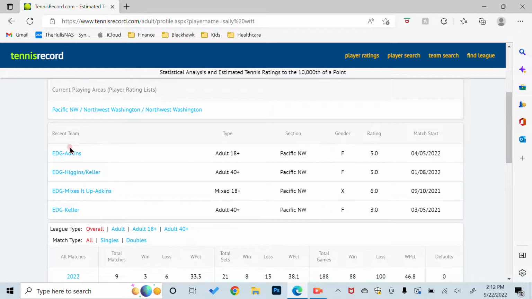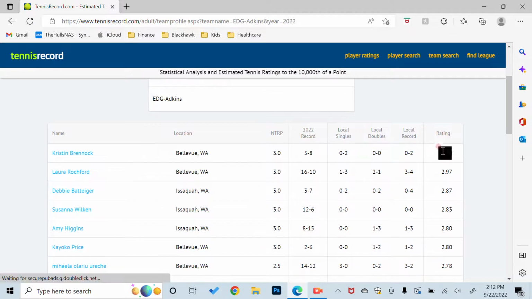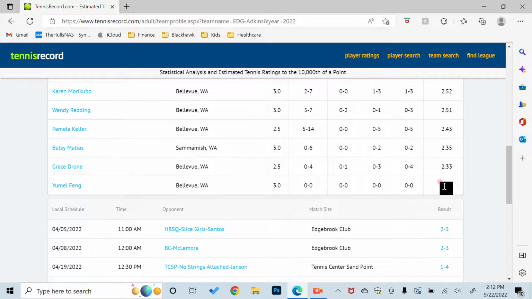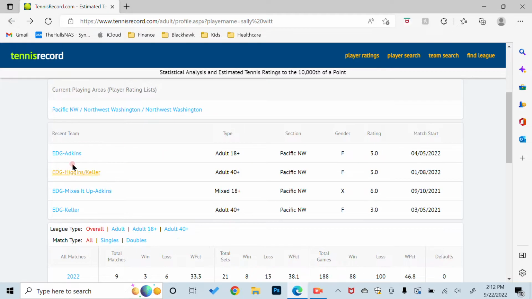But we can see all of the teams that she's on. And if you remember, I said you don't need to worry about team search because you can look up a player and then click on a particular team. Again, 18 plus, 40 plus, and you can see all the different players and all of their rankings. And this is really useful as a captain if you want to take a look at teams you're going to be playing. You can kind of see who's more than likely going to be playing line 1 versus line 2 versus line 3, and take a look at their records, if they play singles, doubles, and so forth. So very useful tool, being able to take a look at the team.